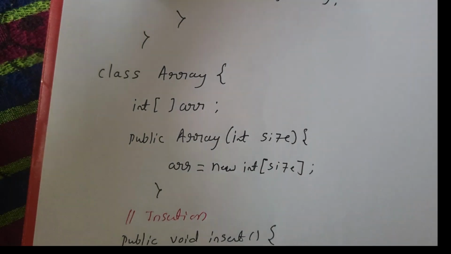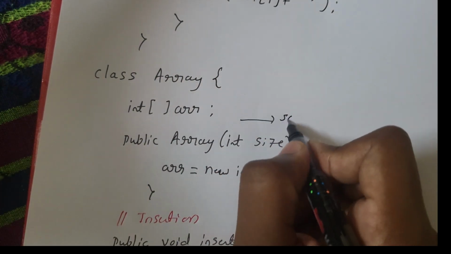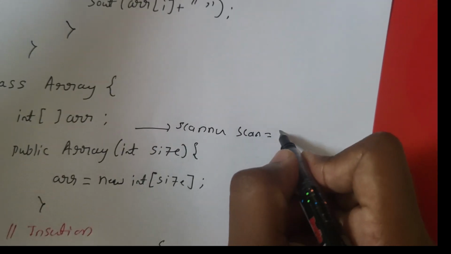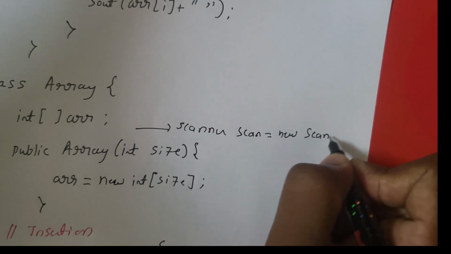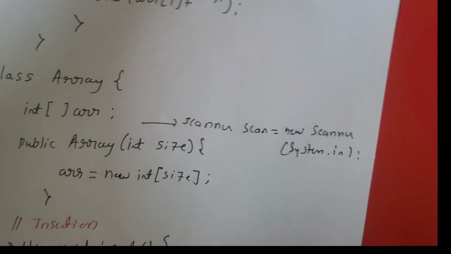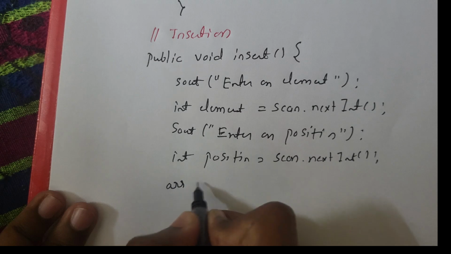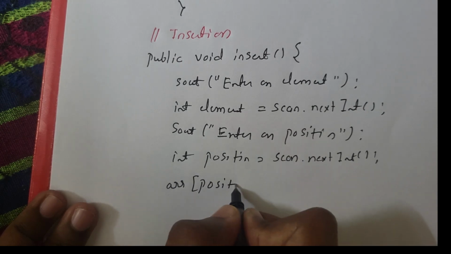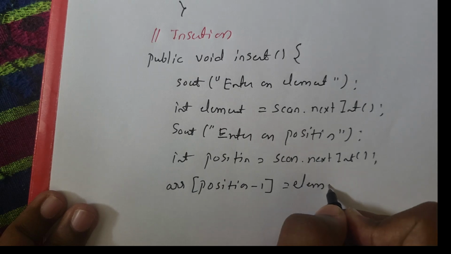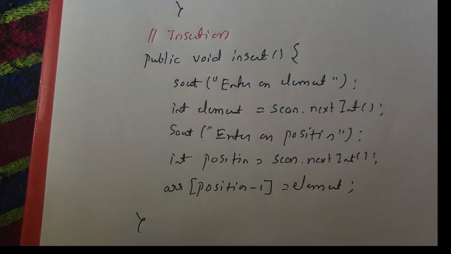Sorry, I forgot one scanner object here. So scan equal to new Scanner(System.in), right? Simply after that what we'll do, in position minus 1 we will insert the element, right? This is about the insertion logic.